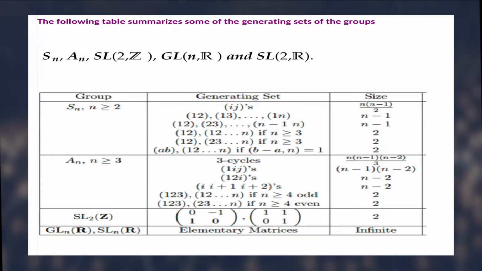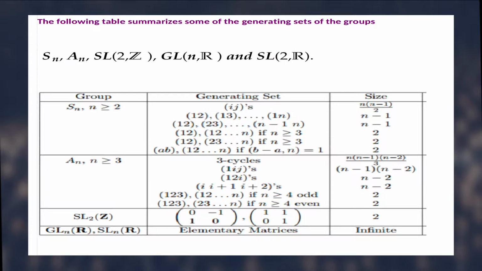The cycle (i, i+1, i+2) is a generating set, then the size is n minus 2. We are seeing the group A_n, n greater than or equal to 3. If the generating set is the cycles (1 2 3), (1 2) and so on up to n, if n is greater than or equal to 4 and odd, then the size is 2. The generating set is the cycles (1 2 3), (2 3) and so on up to n, if n is greater than or equal to 4 and even, then the size is 2.